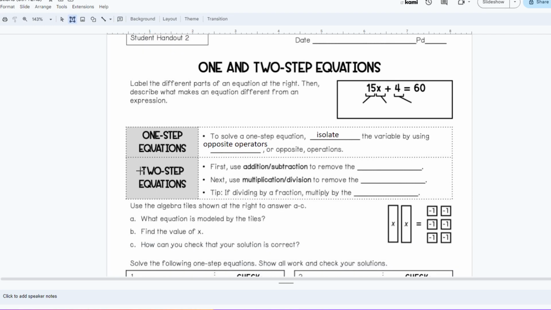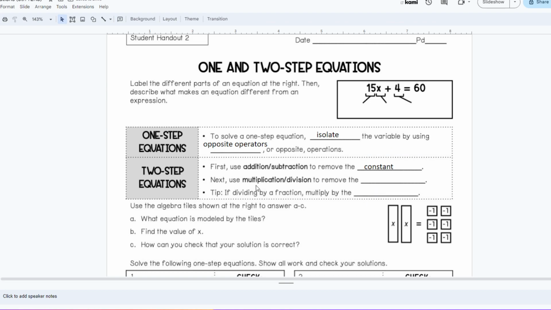So for 2-step equations, these are problems that take more than one step, basically. And we want to start simple and work our way to complicated, all right? Because it's easier to take care of the simple things first. So the simple things would be addition and subtraction, and remove the constant. We want to remove the constant away from the variable.